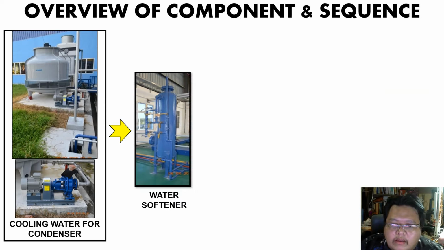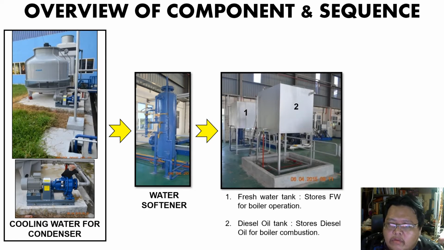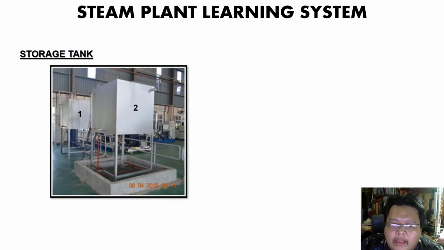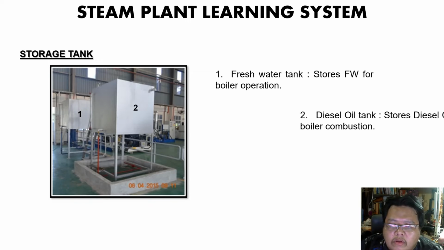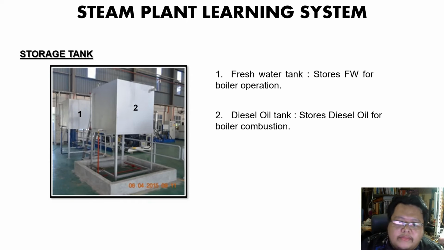Next, after the water treatment in the water softener, the water will enter the storage tanks. In this plant, there are two storage tanks. First, the fresh water tank. From the water softener, the water will be stored in this storage tank, which is for boiler operation. The second is the diesel oil tank. The purpose of the diesel oil tank is to store diesel oil for boiler combustion.